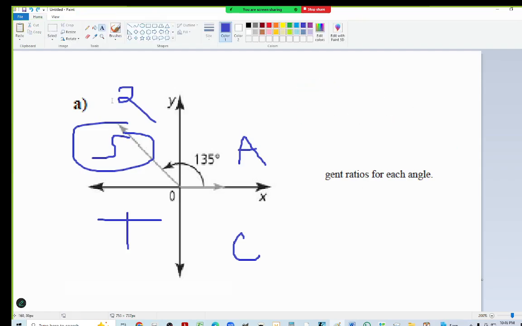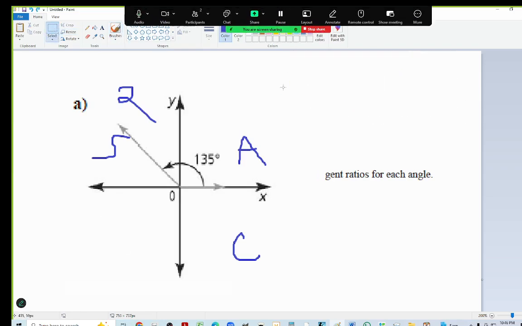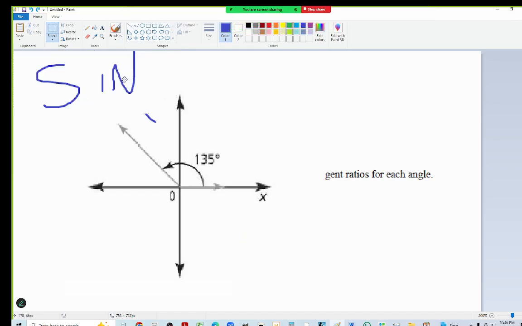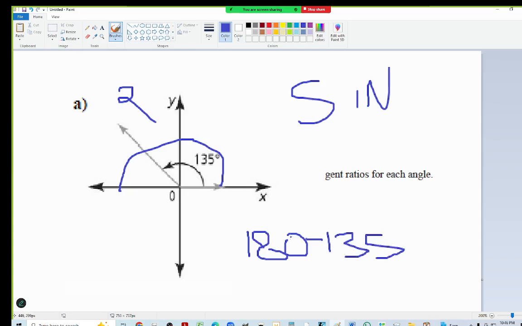Good. So now we know that sine is going to be positive because of this quadrant. I'm going to get rid of the CAST because we don't need it now. I want you to know it. If this is 135 degrees, how much is this angle, in other words? How do I figure out this angle? That is 180 minus 135.